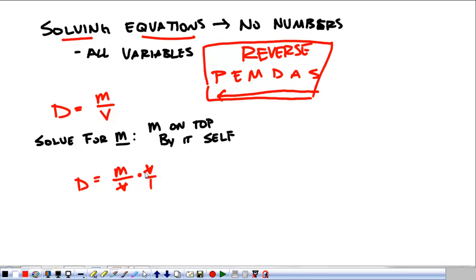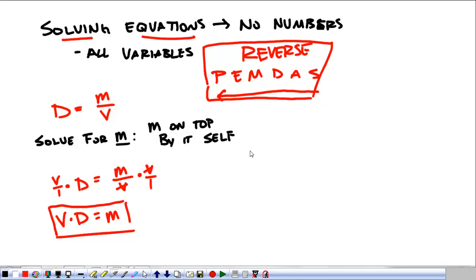But if I multiply one side by V, I have to multiply the other side by V over 1. Divide anything by 1 and you just get itself. So you get volume times density is equal to mass. Boom. Just solved our first equation.